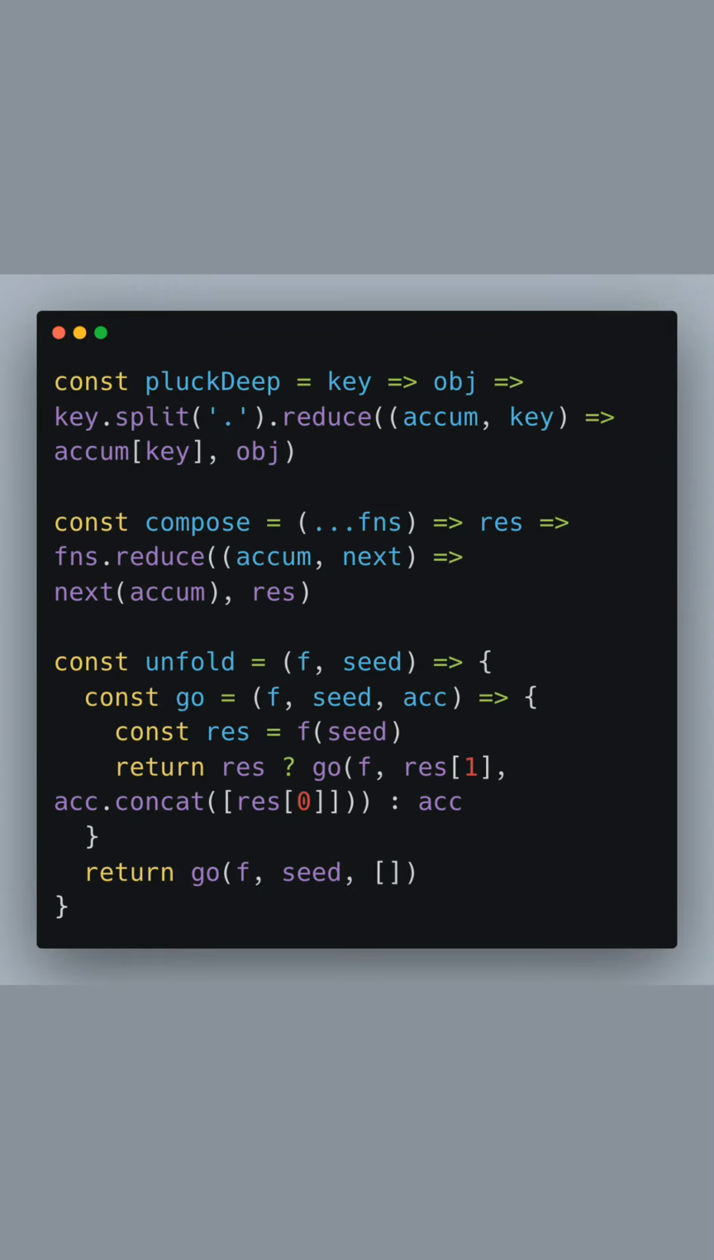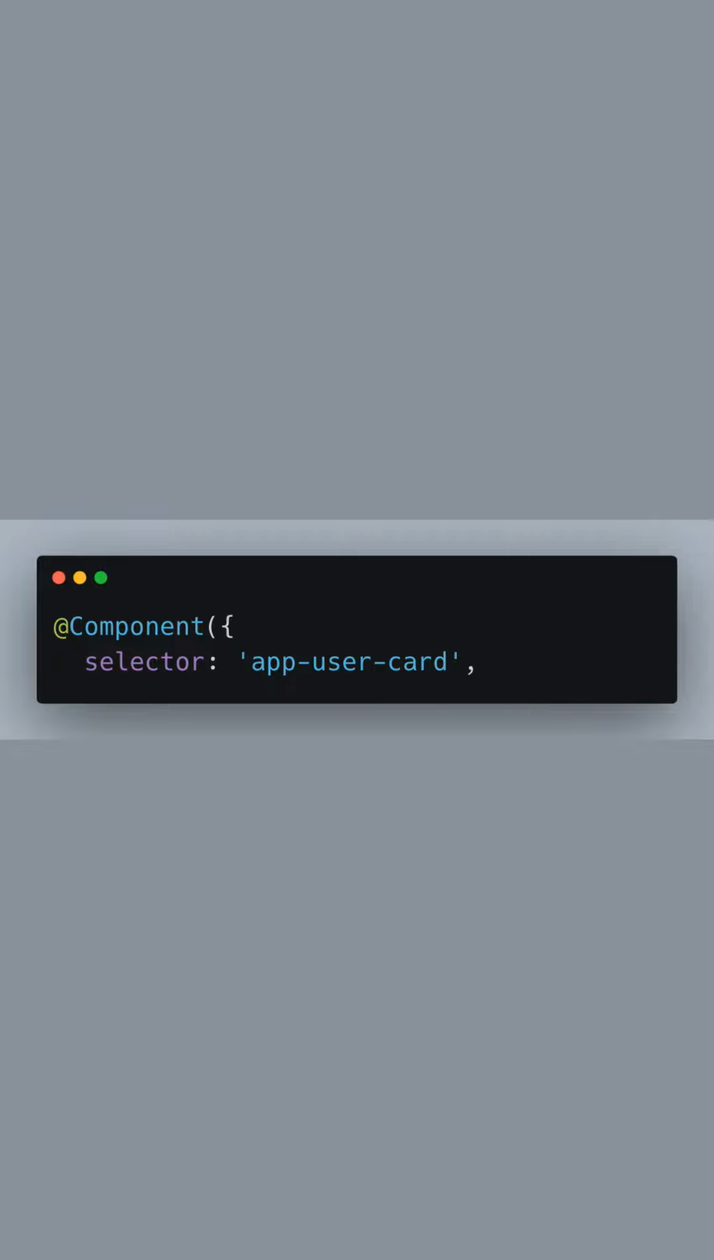Next, we'll get into the heart of our standalone component by defining it with the @component decorator. We start the @component decorator's metadata with the selector. This is the custom HTML tag that we'll use to insert our userCard component into a template. Here, it's defined as app_userCard.